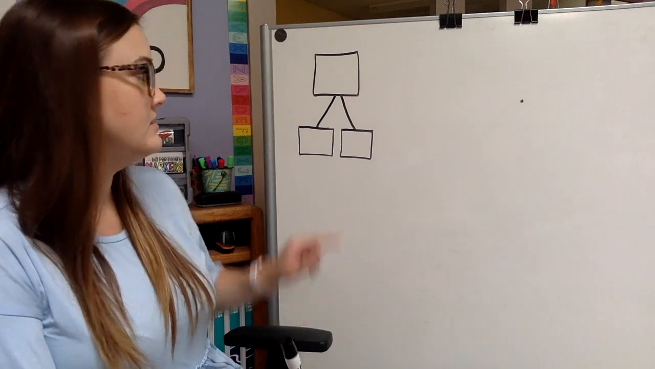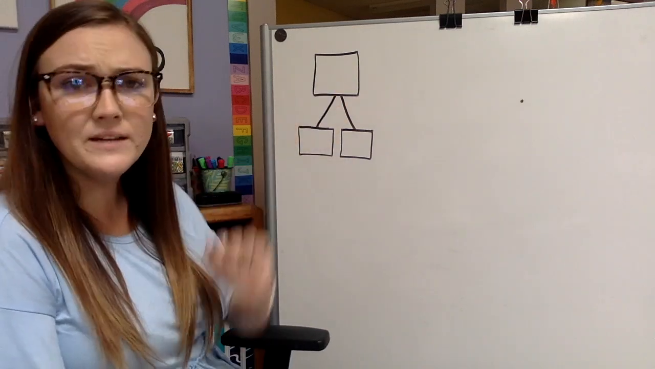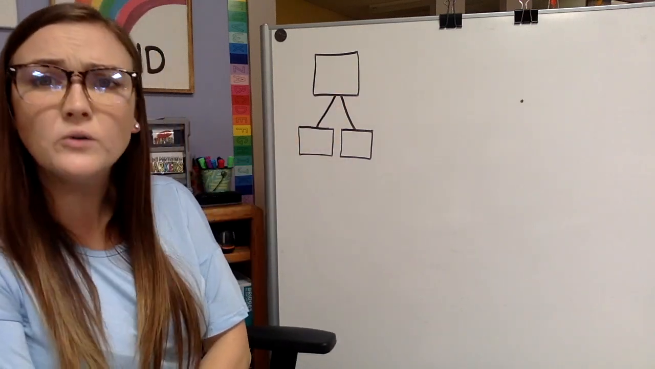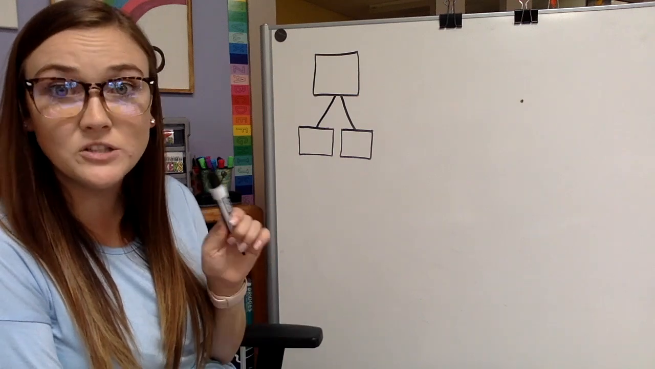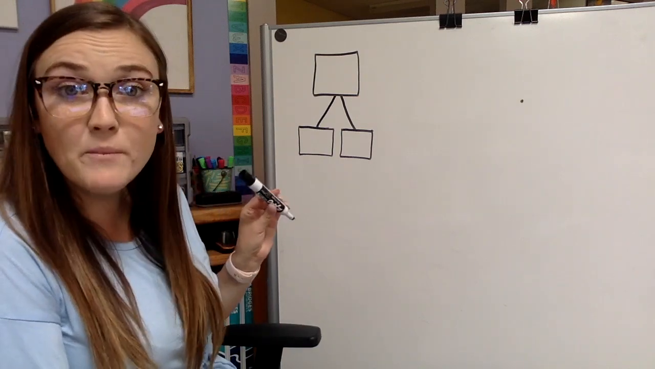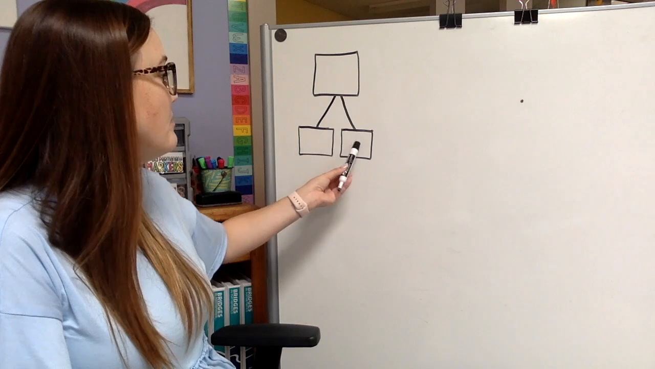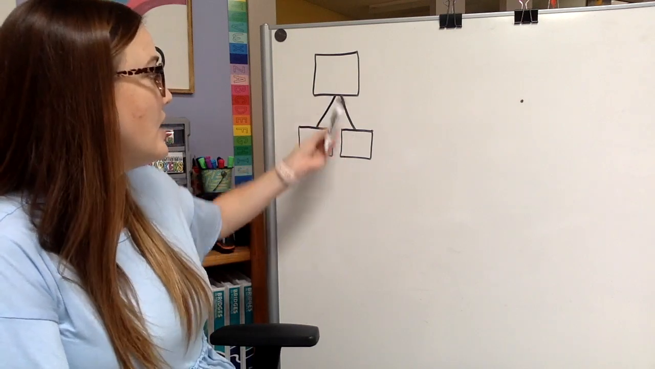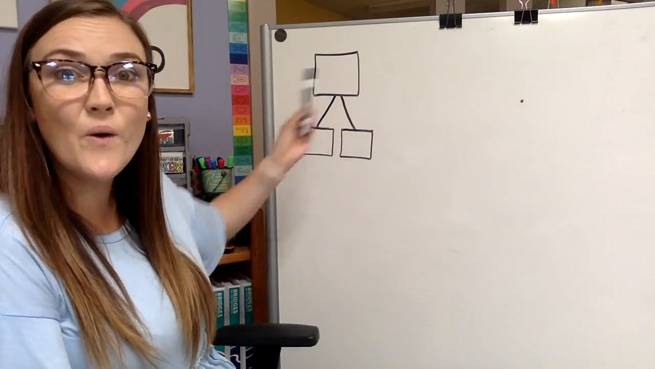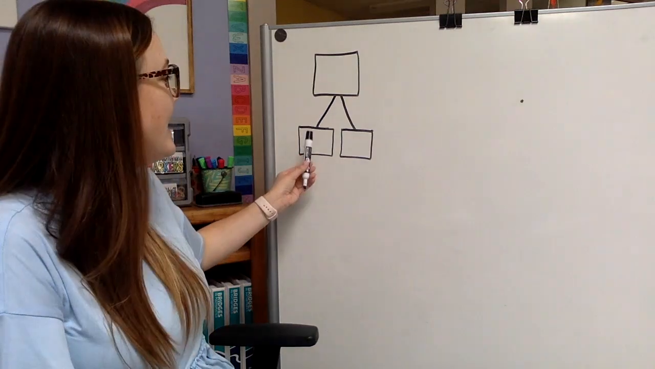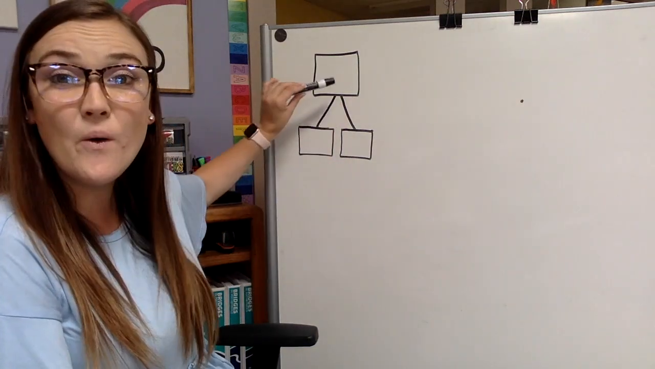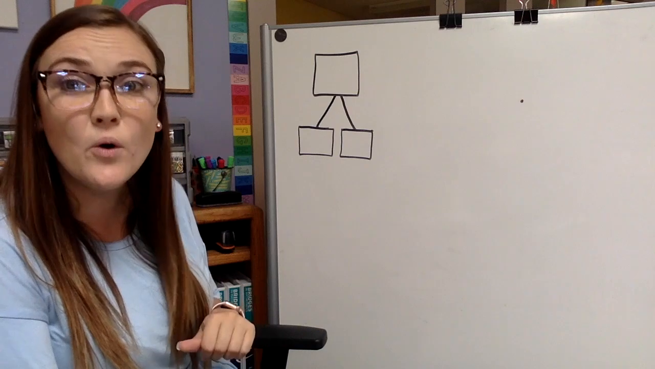It has 3 different squares, but what goes inside? Well, let's sing our song to remember. A number tree has a part hole, part hole, part hole. A number tree has a part hole, and the whole is the total.